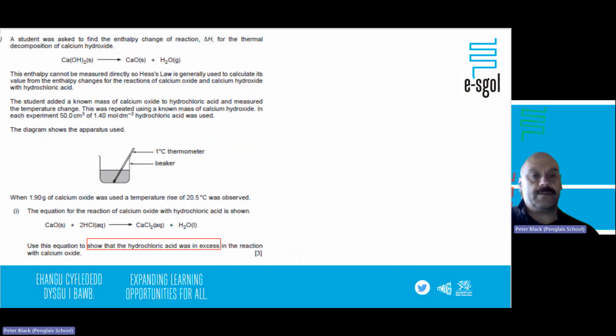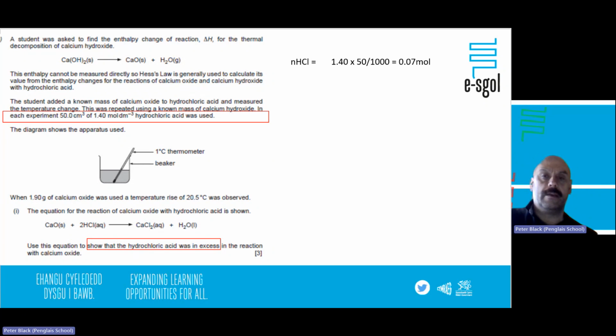Okay, and what you're being asked to do, first of all, in the first part of the question, is to work out which of these reagents are in excess. The calcium oxide, the hydrochloric acid. So what we'll do then, we'll work out the moles of hydrochloric acid first of all. You can see here it tells us some important information about the hydrochloric acid. We're going to use our formula triangle, CMV, concentration equals moles over volume. And we've got 0.07 mole of hydrochloric acid.